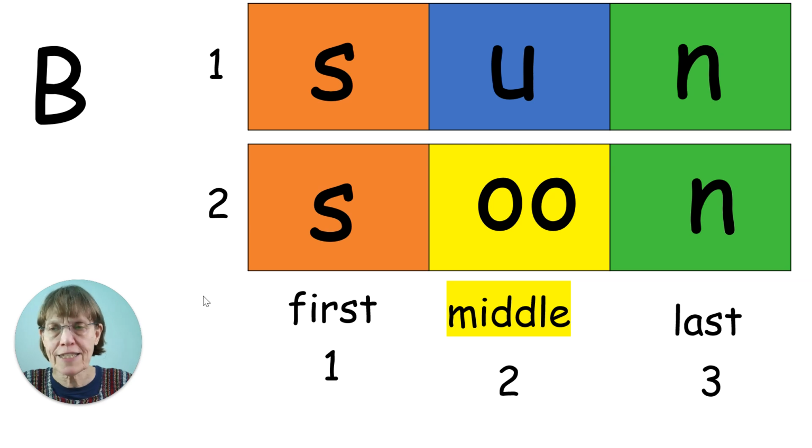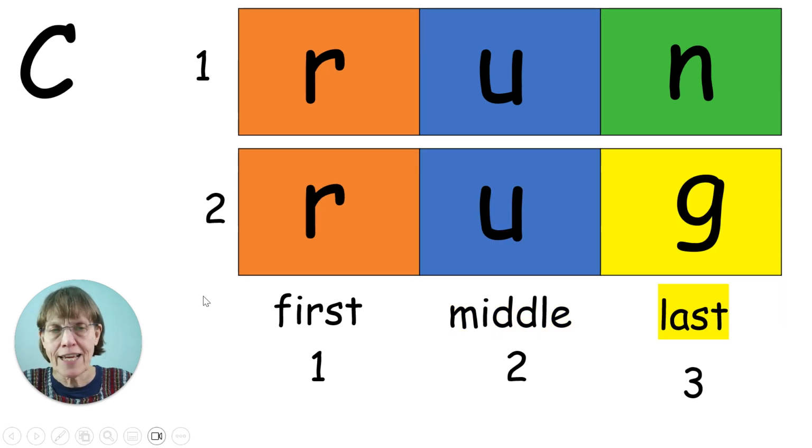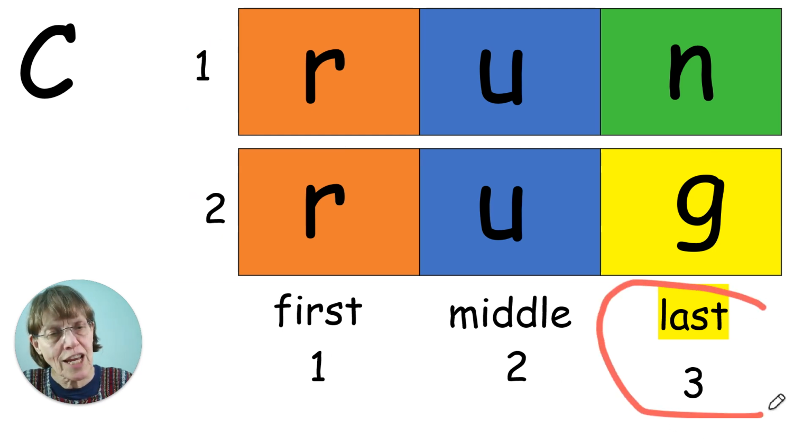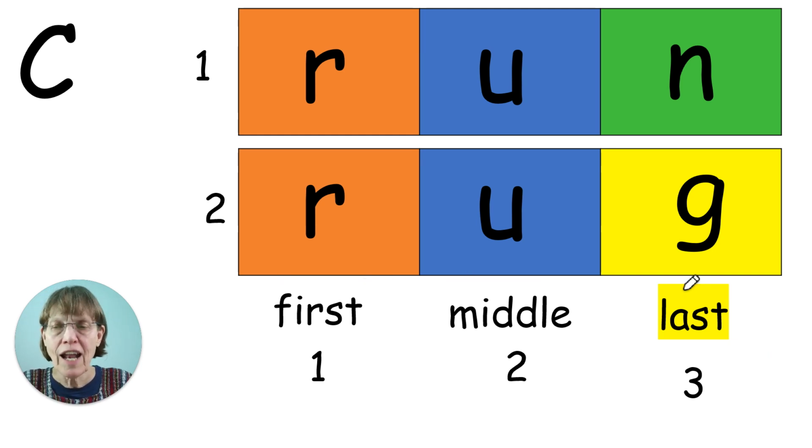Middle sound changes. In the C change, the first word, run, R, A, N, changes. In number 2 word, the last sound changes. We still have the first R, we have the vowel A, but now we have a G. The N sound is gone and G is there. Rug, run to rug.